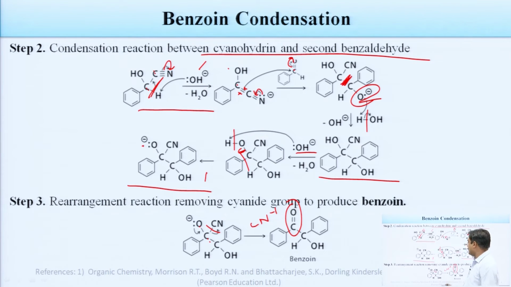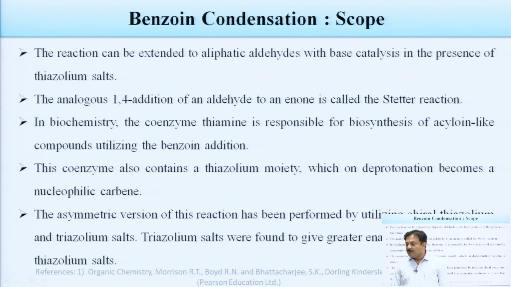So, rearrangements occur, and we are getting benzoin, which is actually an alpha hydroxy ketone. This is the alpha carbon, and you can see a hydroxyl group is present on that particular alpha carbon, and the ketone is there. So, an alpha hydroxy ketone is being formed, which is known as benzoin in this benzoin condensation reaction. So, this is a very important reaction.